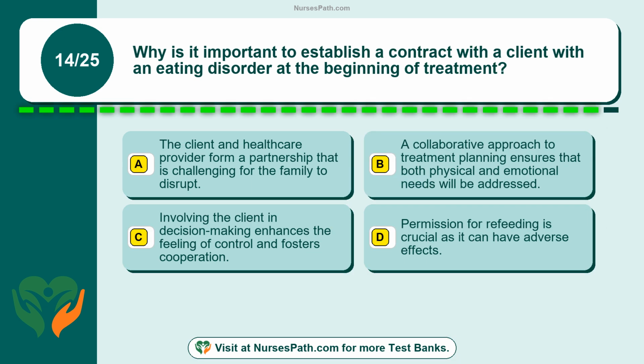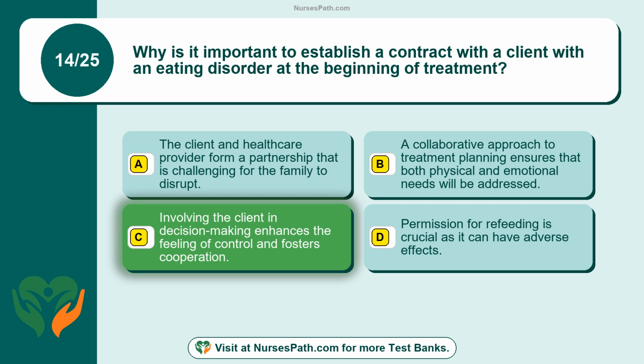Question 14. Why is it important to establish a contract with a client with an eating disorder at the beginning of treatment? Option A. The client and healthcare provider form a partnership that is challenging for the family to disrupt. Option B. A collaborative approach to treatment planning ensures that both physical and emotional needs will be addressed. Option C. Involving the client in decision-making enhances the feeling of control and fosters cooperation. Option D. Permission for refeeding is crucial as it can have adverse effects. The correct answer is option C.